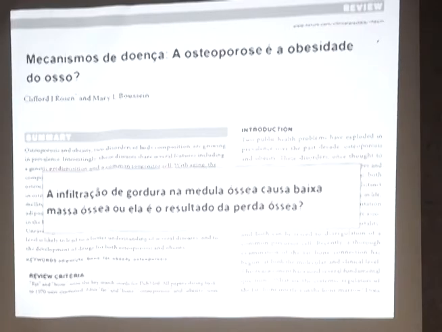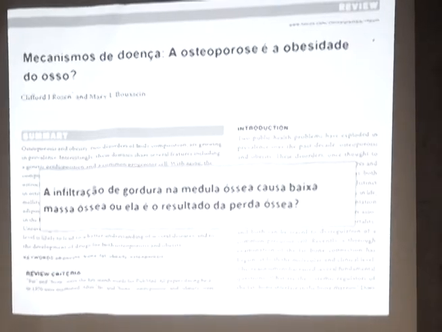So the question is, does the fat infiltration in the bone cause low bone mass, or is it a result of bone loss? We don't really know. We don't really know. So there's still quite a bit of work left to be done to understand what factors influence this situation, how fat affects the bone, and vice versa.